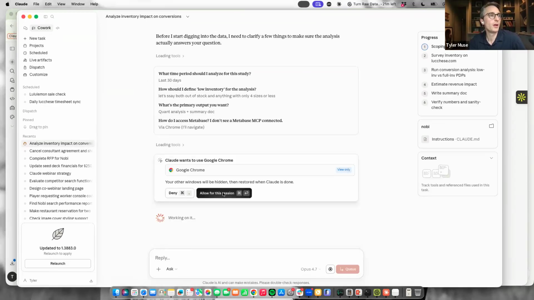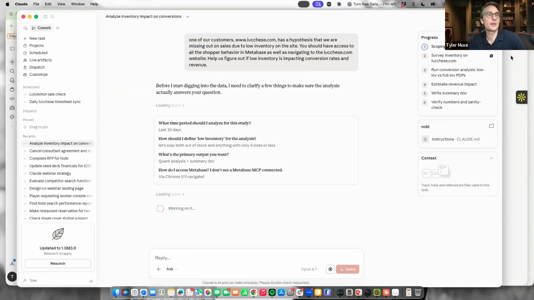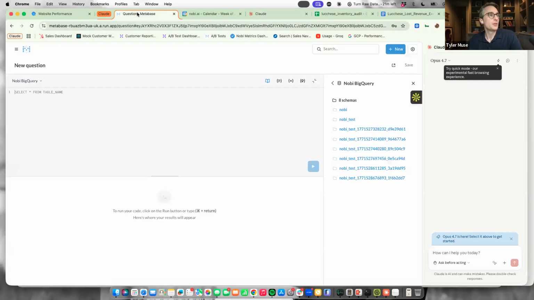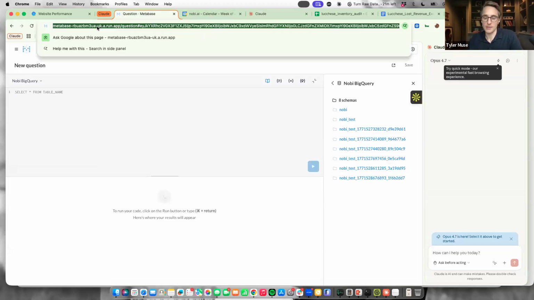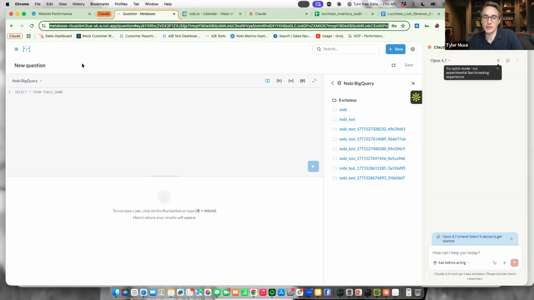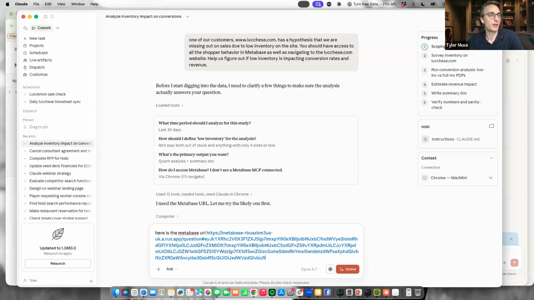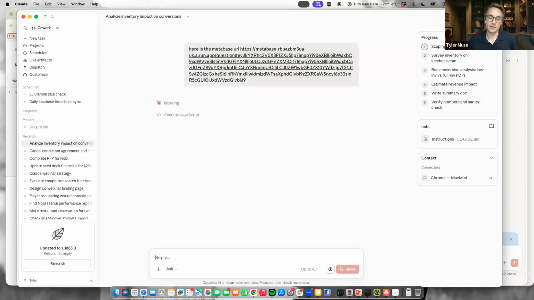So it wants to use Google Chrome. I'm going to allow it for the session. Now, I also want to save it some time. So I already pulled up in Metabase the place where it needs to go to write SQL. I do not know how to write SQL. Here is the Metabase URL. So I'm saving it time by saying, look, you have access to my computer. Here's the URL. You should be able to go in and use this.